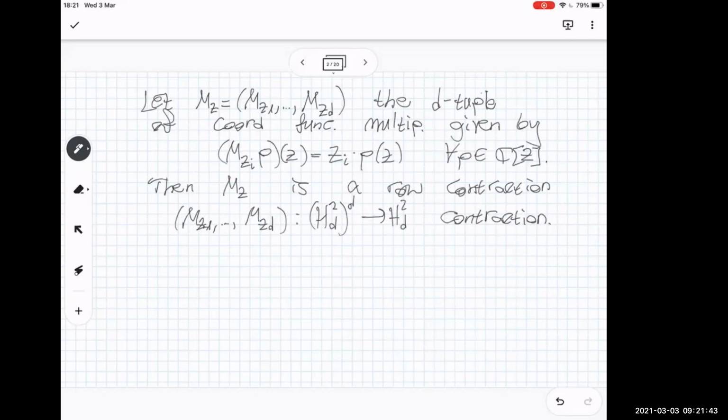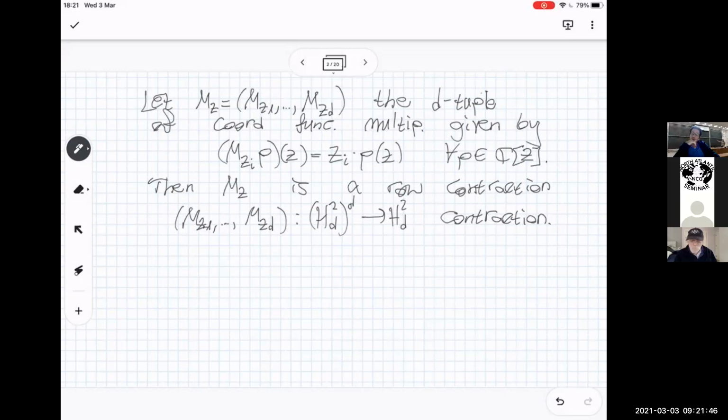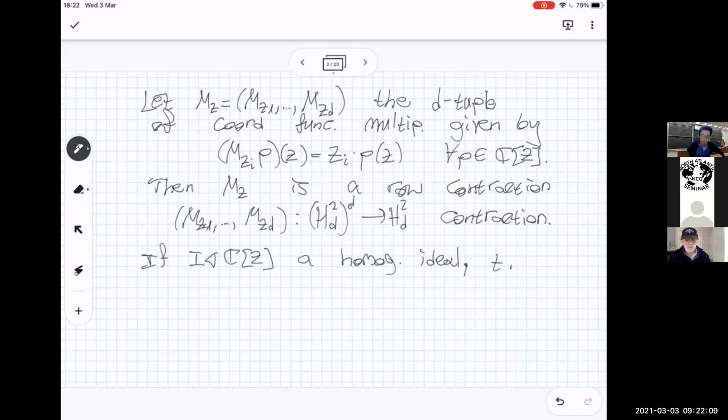And then you can start asking for your row contractions to satisfy some homogeneous polynomial relations, okay? So if I is an ideal, and I want it to be a homogeneous ideal, then I times H^2_d is invariant for these M_z's.